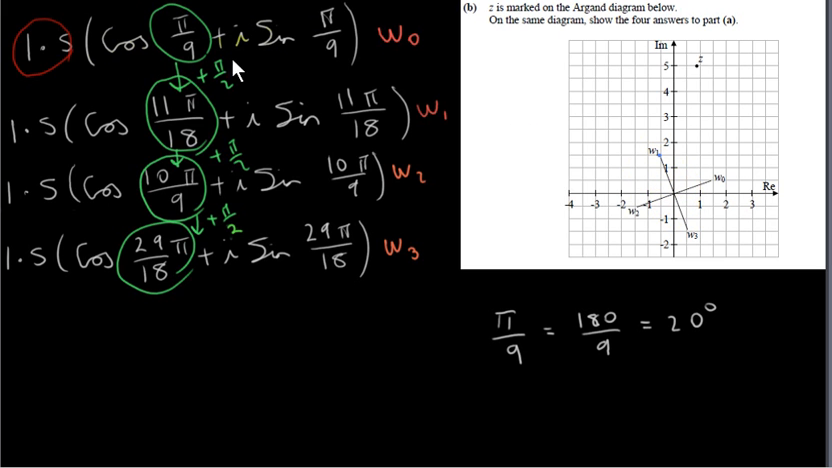Of course, you could just work all of these out in your calculator and try to plot them reasonably accurately, but it's much easier to take advantage of the fact that these complex numbers are equally spaced and they all have the same distance from the origin. It makes it easier to get a rough sketch.